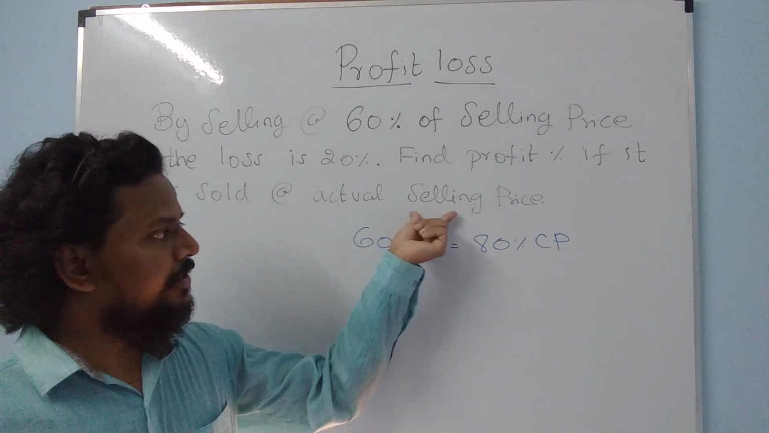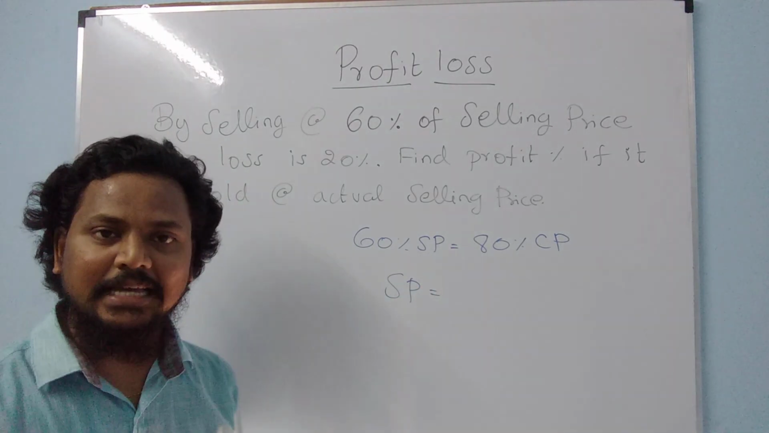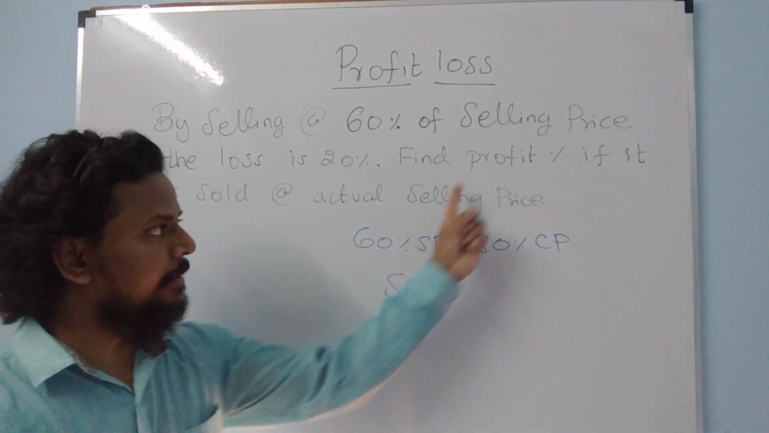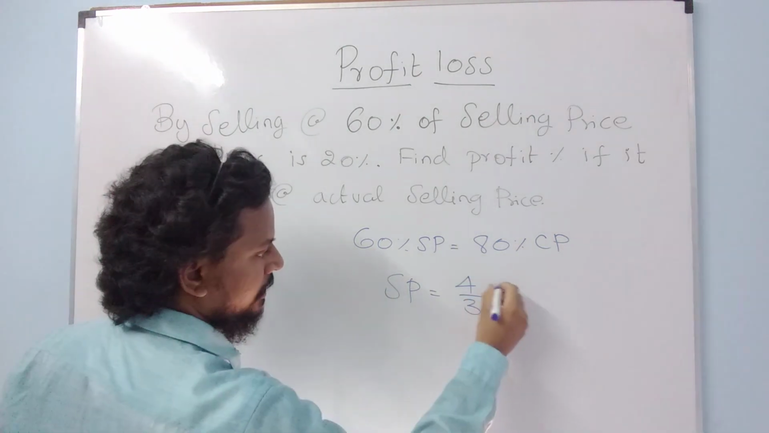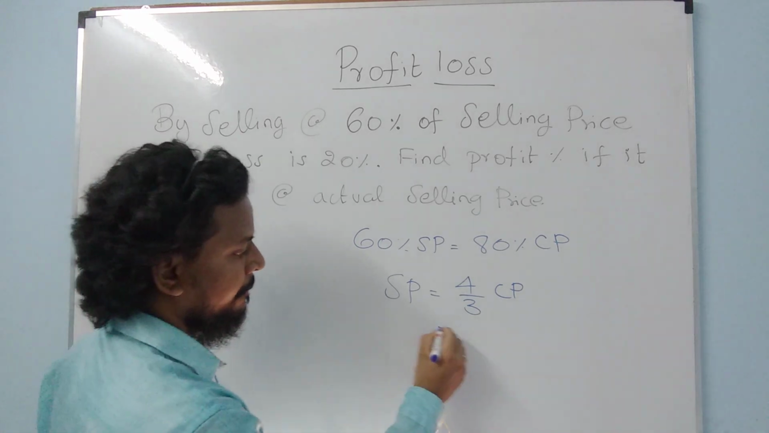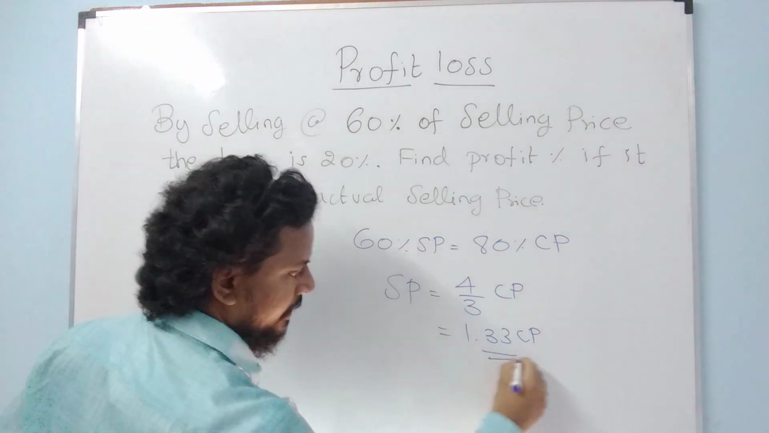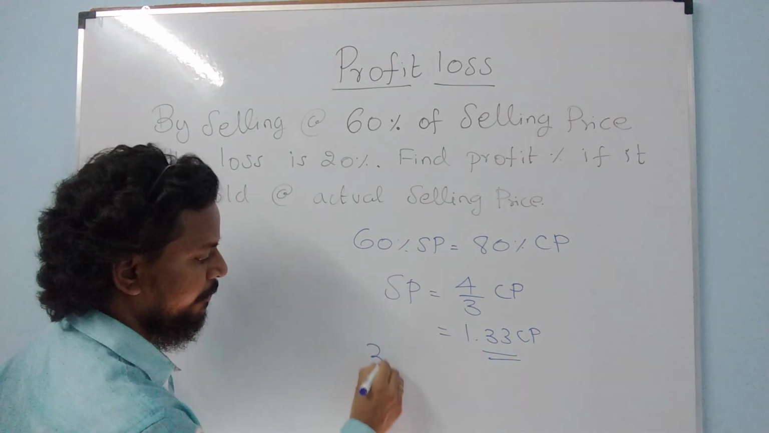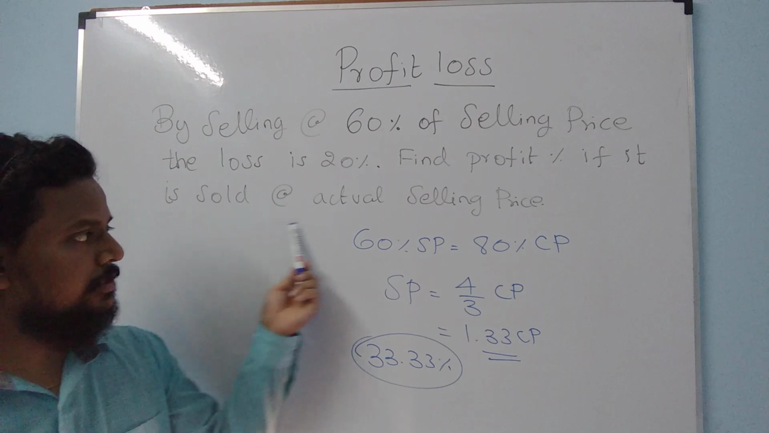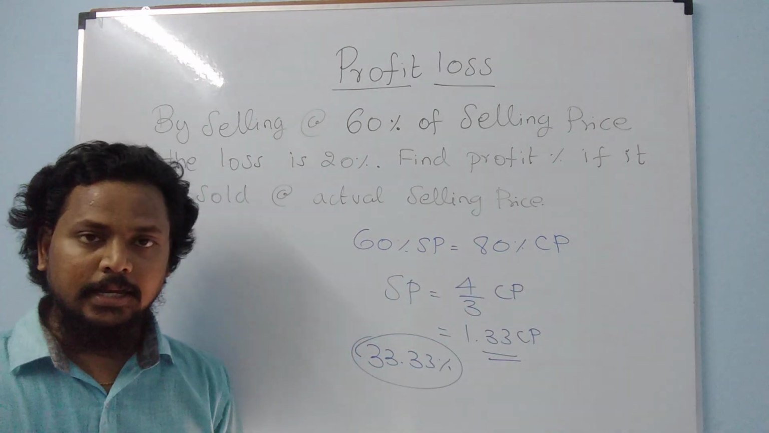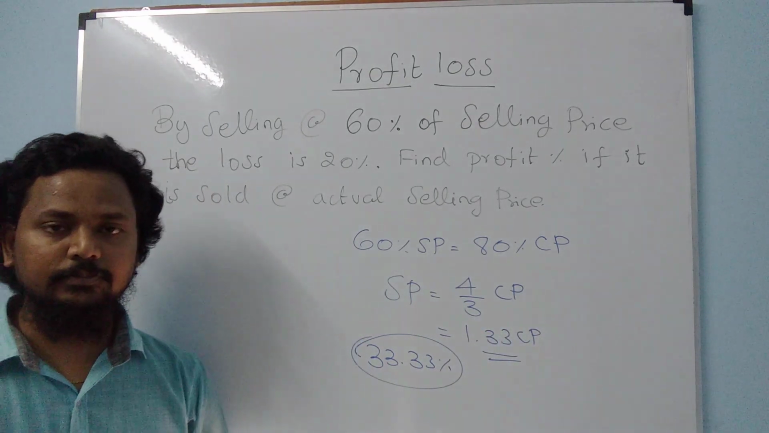So this is the connection between SP and CP. Now I want to calculate if it is sold at actual SP, which means I want to calculate what SP is equal to in terms of CP. Then we can say the profit percentage. What is that? 80 by 60. What is 80 by 60? 4 by 3. What is 4 by 3? Nothing but 1.33 CP, right? So this tells us very clearly, if I sell at actual selling price, my profit is 33.33%. This is how you connect SP and CP and directly derive the answers for this type of problem. Let's see the next one.